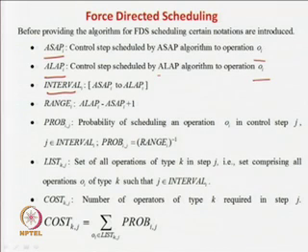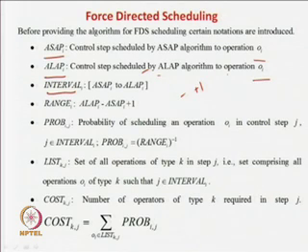What is range? Range is equal to ALAP i minus ASAP i plus 1. If as late as possible is 5 and as soon as possible is 1, then range is 5 minus 1 plus 1, so range is actually 5. So range says within what boundary an operation can be flexibly scheduled.